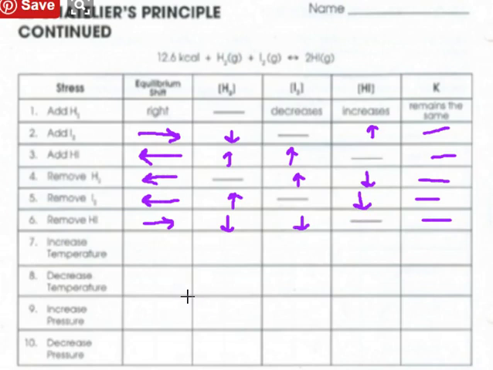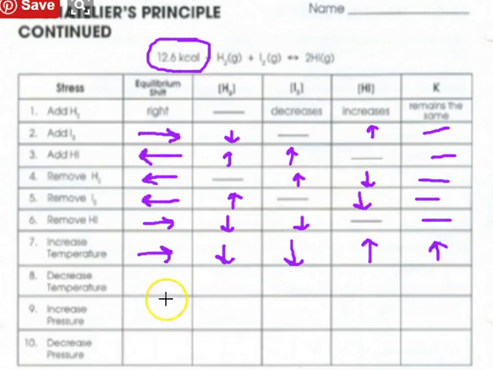If we increase the temperature, where's the heat? The heat is a reactant. See right here, heat is on the reactant side. If we increase the temperature, we're making more heat, so we move away from the heat. We're going toward the products. H2 and I2 are reactants, so they'd have to go down. HI is a product, so it would go up. And temperature is the only thing that can affect our K value. We're going toward the products, and that would make K go up, because K is products over reactants.